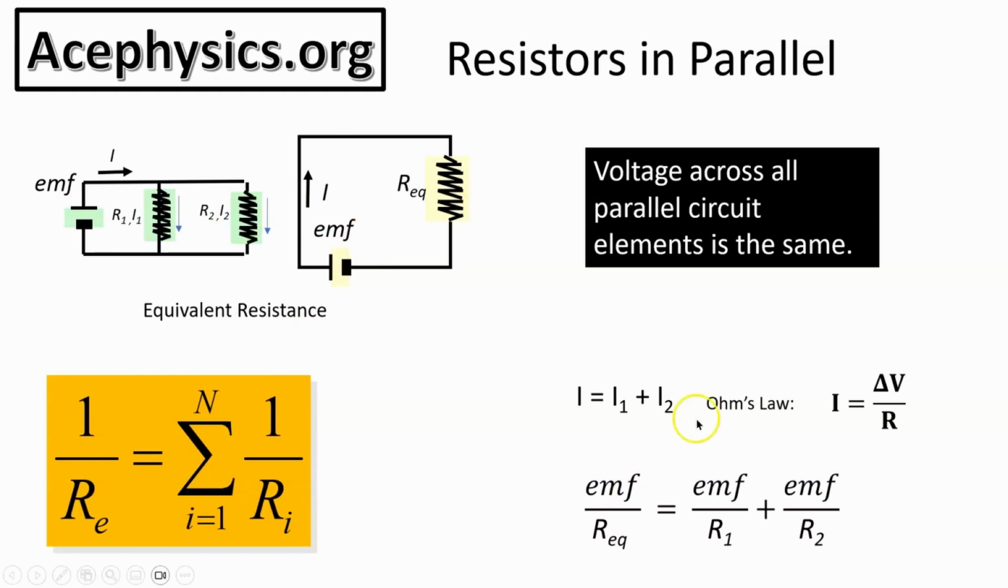To prove this formula, we know that current I is equal to I1 plus I2. Whatever current leaves the battery has to equal the current through resistor 1 plus the current through resistor 2. Ohm's law says V equals IR. This can be rearranged to say I equals V over R. And so the total current is V over REQ, where V is EMF. And this is equal to V over R1 plus V over R2. V is EMF. The EMFs cancel, and this is a derivation of the formula for adding resistors in parallel.